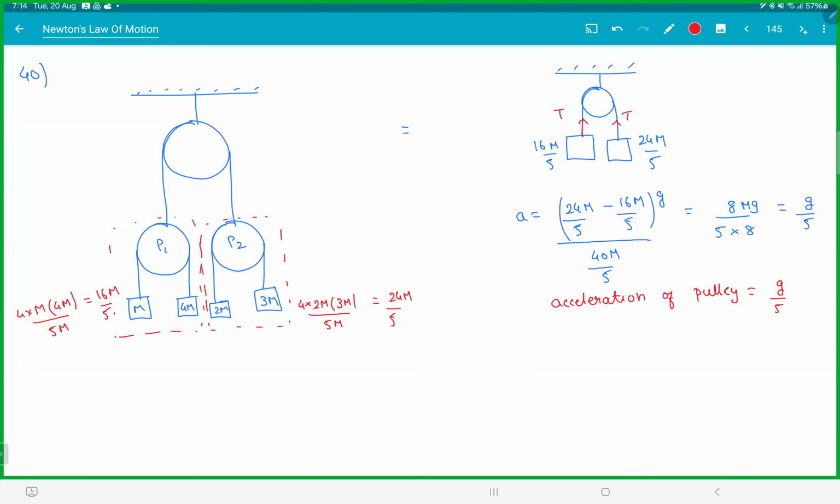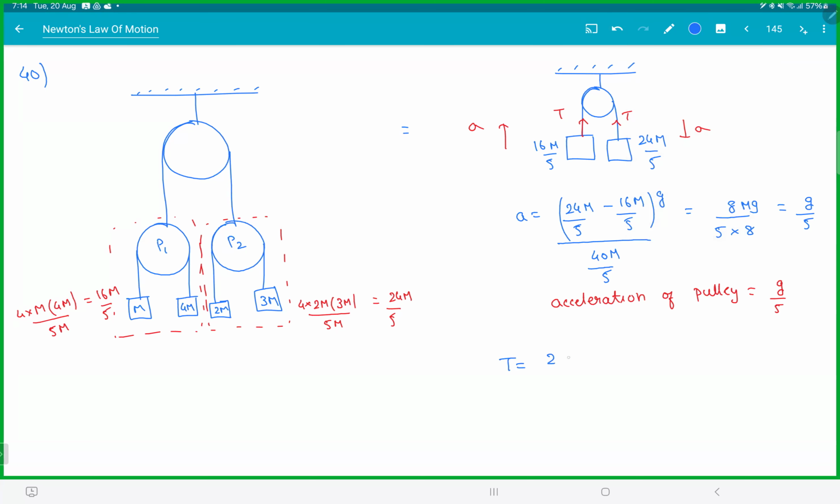And you can see who dominates, actually. P2 is going down. P1 is going up. Is that clear, everyone? The acceleration of this system is nothing but the acceleration of the pulley, right? Because this string is connected to the pulley only. And what about the tension?